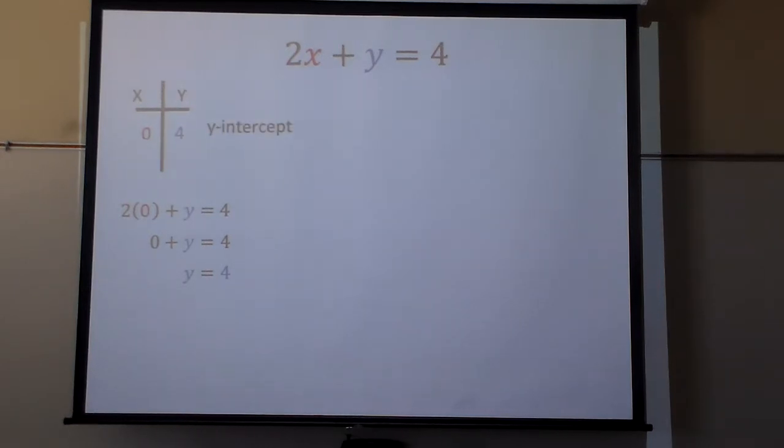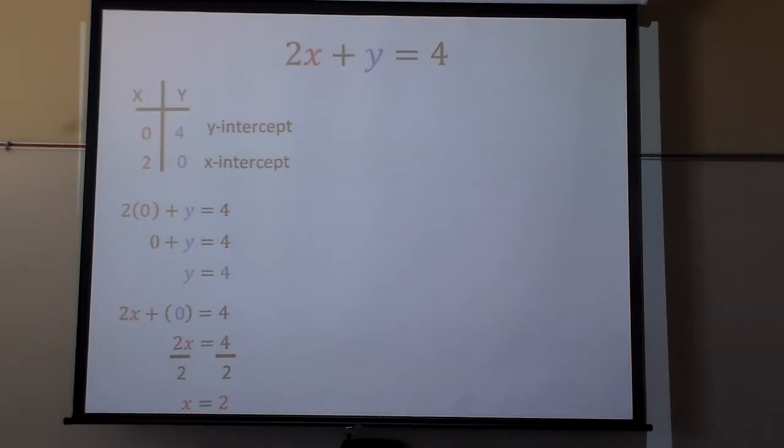And now I'm going to find the x-intercept by putting a 0 in for the y value. This time I'm going to write the equation without the y. I'm going to put parentheses and put a 0 there. And of course, that's like 2x plus 0, which means 2x equals 4. Divide each side by 2, and x is 2. So the x-intercept is 2.